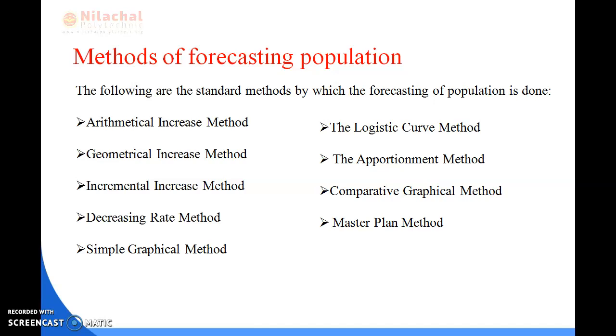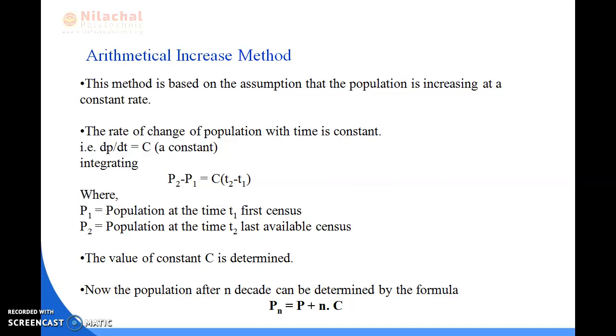I have told you before, there are some methods of forecasting population. First is the arithmetic increasing method, geometrical increasing method, incremental increasing method, decreasing rate method, simple graphical method, logistic curve method, apportionate method, comparative graphical method, master plan method. I have discussed in the previous slide the arithmetical increasing method. What do we mean by the arithmetical increasing method?